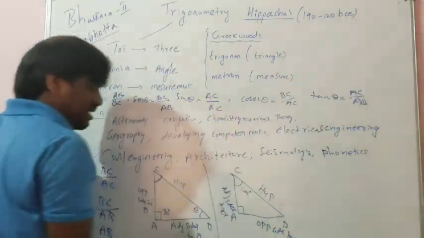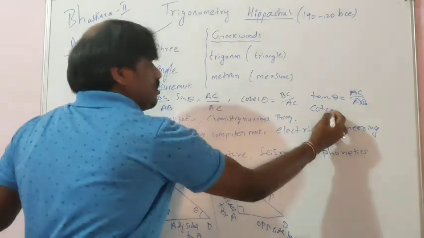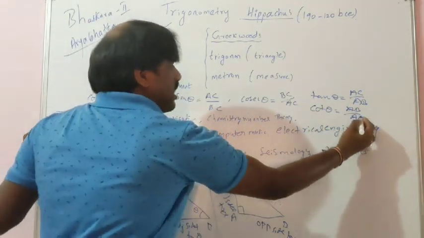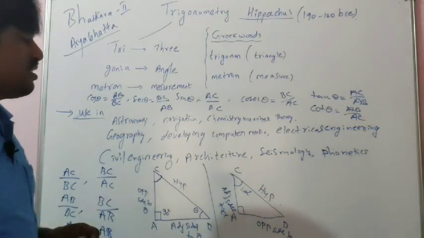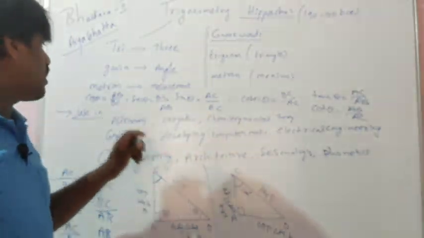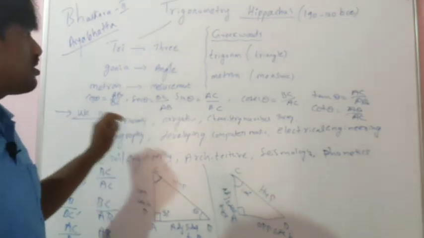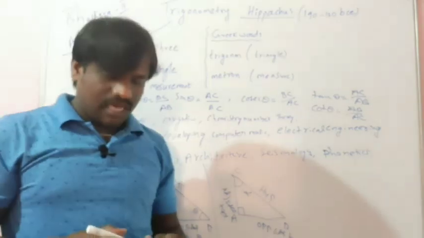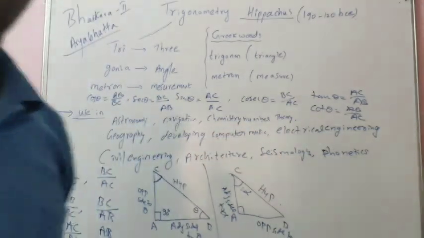It's a very basic class I am teaching you now. Cot theta is equal to what? Cot theta is equal to AB by AC. So these ratios have been given names, and you can know that the reciprocal of sine theta is cosec, the reciprocal of cos is sec, the reciprocal of tan is cot, and the reciprocal of cot is tan. So we are going to learn from the basics of trigonometry. Okay.